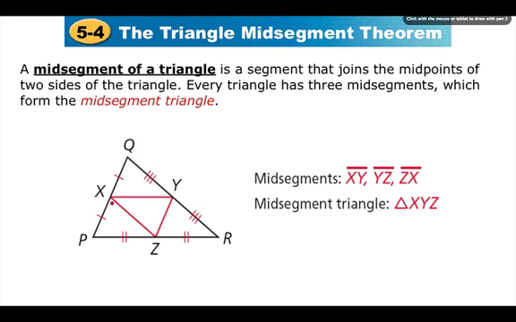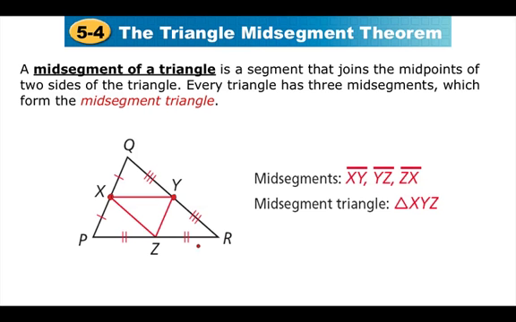Here we go. So you have side PQ, which is the side of a triangle. This is the midpoint. In the same manner, you have side QR. This is the midpoint. If you join these 2 points with a segment, this is what we call the mid-segment of a triangle. And again, every triangle has 3 mid-segments.